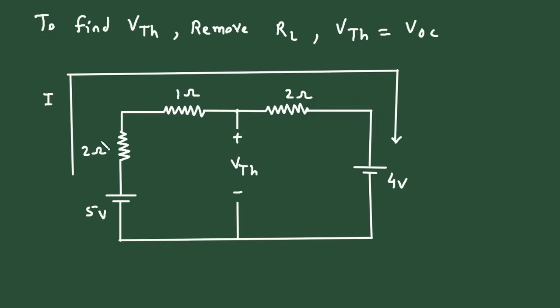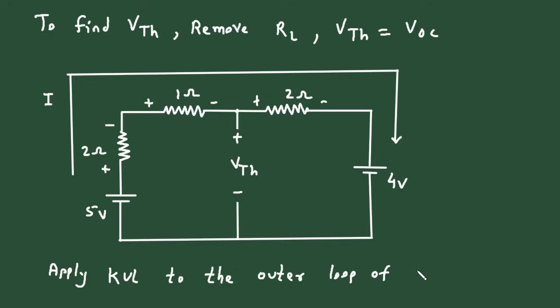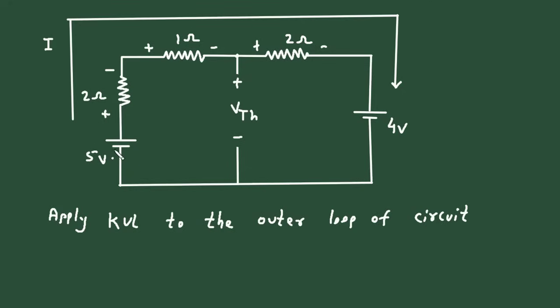Now according to this current I direction, let's assign the sign. This will be positive here, negative here, positive, negative, positive here and negative here. Now let's apply KVL to the outer loop of the circuit. Let's say we are starting from this point, so it will be -5, then plus 2i, then plus 1i, means we can write I, then plus 2i, then plus 4. Now the loop is completed, so it is equal to 0.